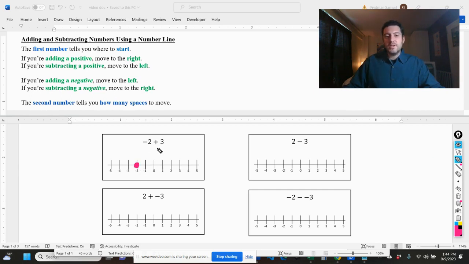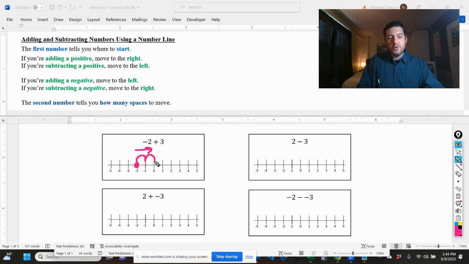Now we have to ask ourselves, which direction are we going to move, right or left? Well, in this case, we are adding a positive number. We're adding +3. So if you're adding a positive number, you move to the right. So let's just put an arrow over here indicating that we are about to move to the right. How many spaces to the right will we move? Well, the second number tells you how many spaces to move. The second number is 3, so that means we're going to move 3 spaces to the right.